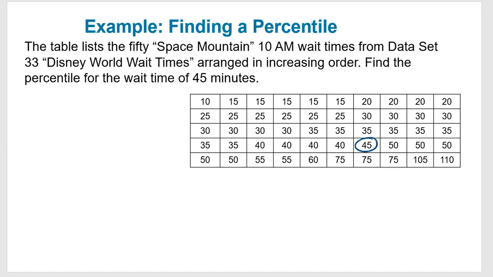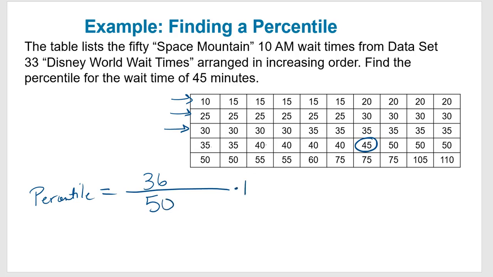So if we're finding the percentile, that's equal to, remember, the number of data values below where you are. So I've got 10, I've got 20, I've got 30, and then 31, 32, 33, 34, 35, 36. I have 36 data values below me. I am 45. Divided by the 50, and then you're going to multiply by 100 because you want it to be a percent. So 36 divided by 50, then multiply by 100, and you get 72.